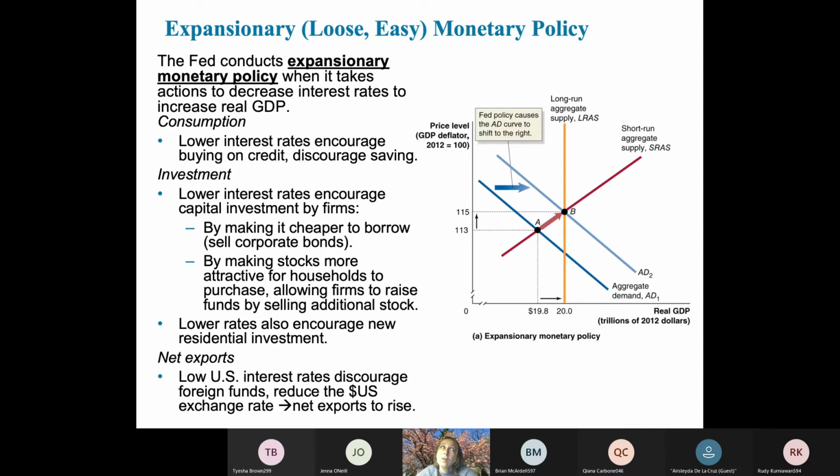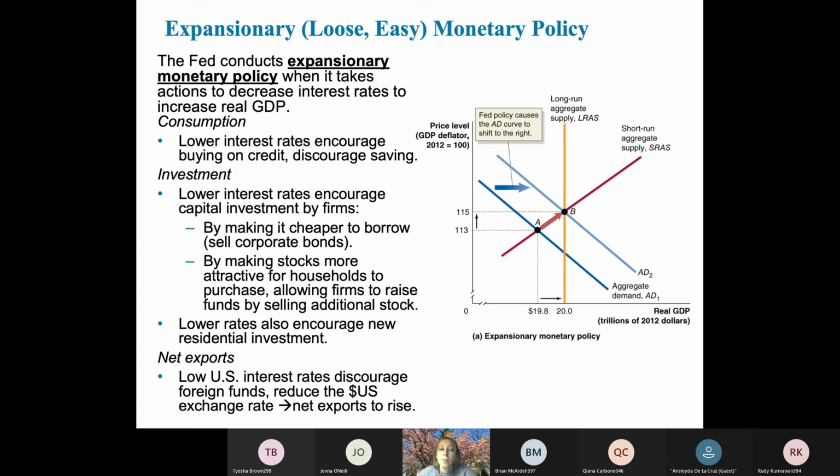You want to have more money in circulation, right? With lower interest rates, that means more money. So you're buying the bonds in exchange for money, giving the system more money. Now lower interest rates mean higher consumption, higher investment, and even higher exports.